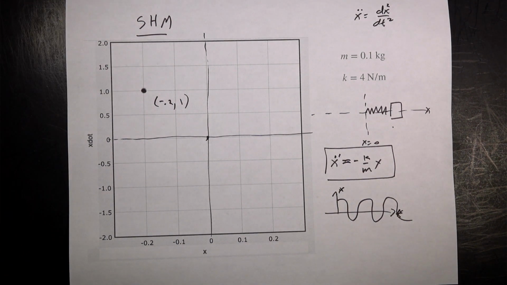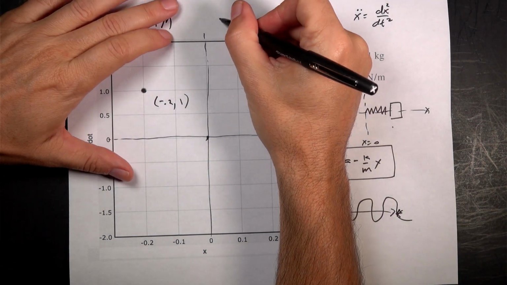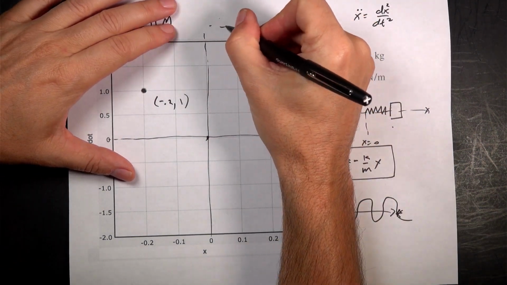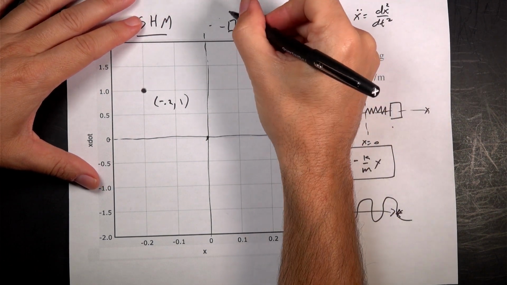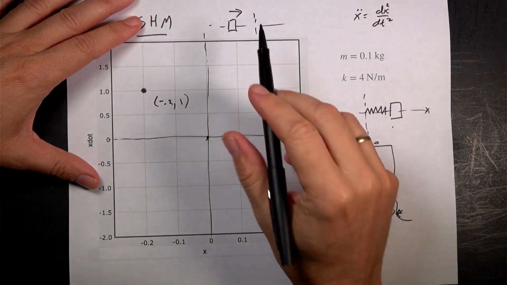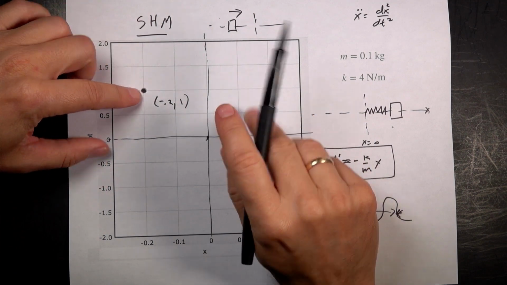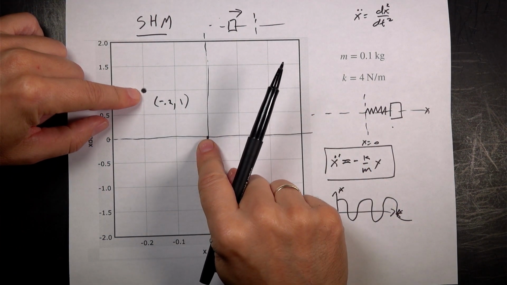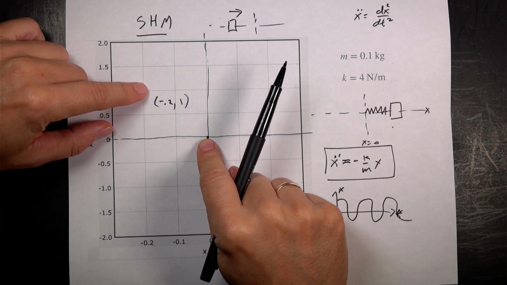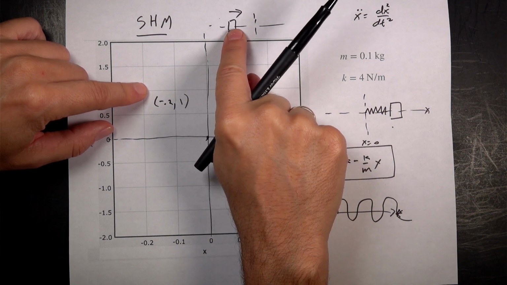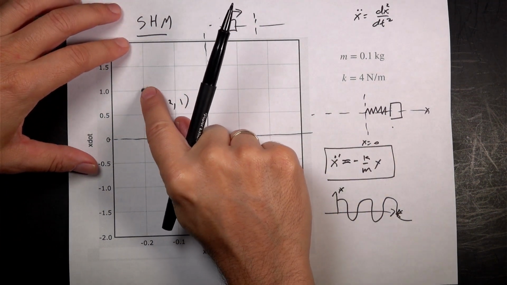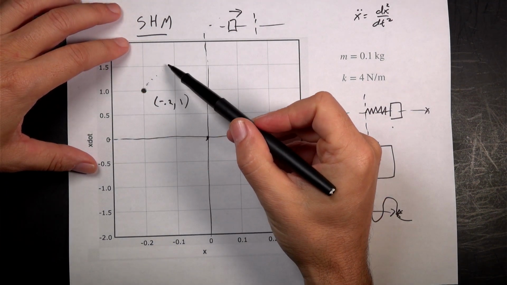So what does this mean? Let's sketch this really quick. Imagine here's my origin. The mass is over here, at negative 0.2, but it's moving that way. If that's the case, it's going to move towards x equals 0. But what's going to happen to the velocity? The velocity is going to keep increasing in speed, right? Because the spring is pulling in the same direction. So it's going to start moving kind of like this.